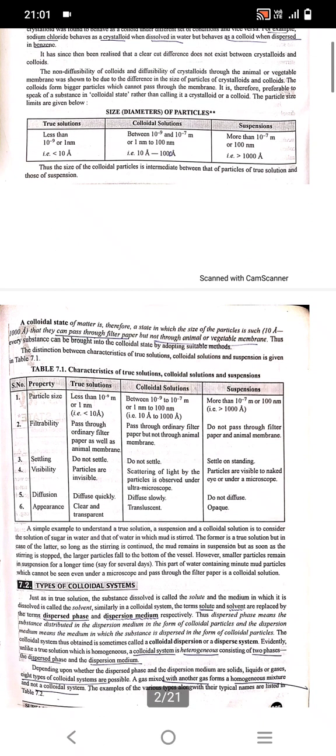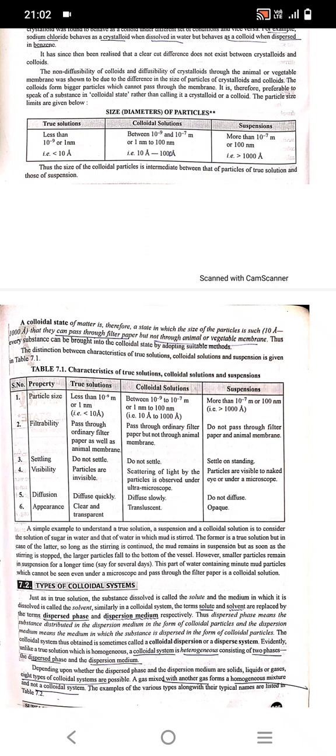A colloidal state of matter is therefore a state in which the size of particles is between 10 angstrom and 100,000 angstrom, such that they can pass through filter paper but not through animal or vegetable membrane. Thus, every substance can be brought into the colloidal state by adopting a suitable method. The distinction between the characteristics of true solution, colloidal solution and suspension is given in a table.